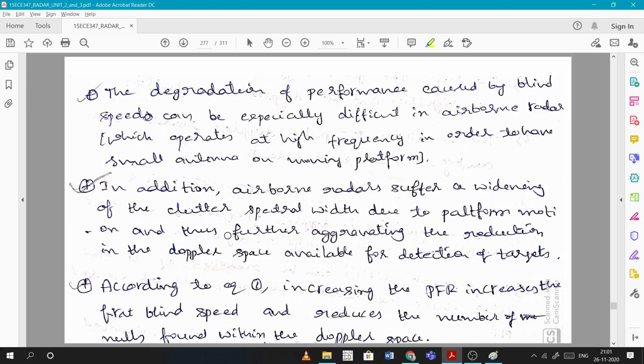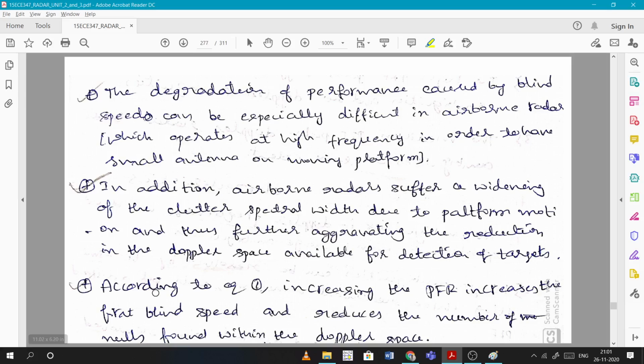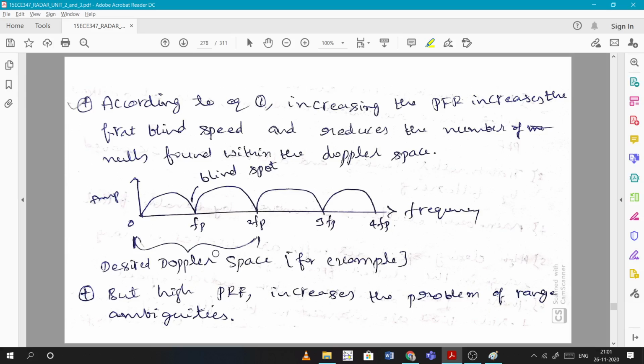According to equation 1, an increase in PRF increases the blind speed velocity. So that reduces the number of nulls found within the Doppler space. So let us take this is the Doppler space. If we increase the PRF, the number of nulls occurring will be reduced.